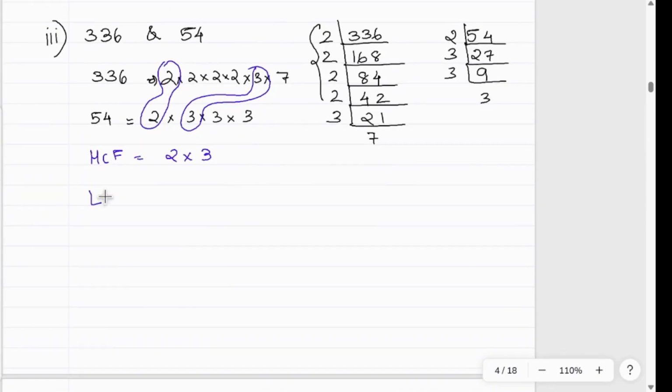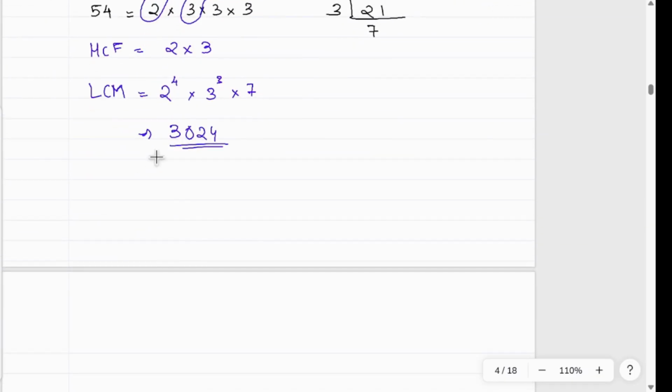And what about the LCM? 2 is repeating here maximum how much? Which is equal to 2 raised to 4. Then what about the 3? 3 is 3 raised to 3, into 7. So which is equal to how much? 3024. Now we have to substitute the values into our equation.